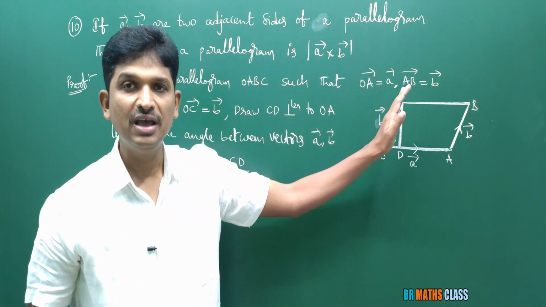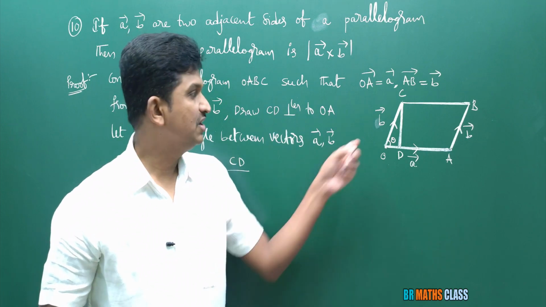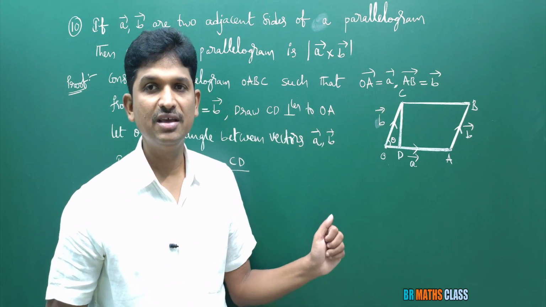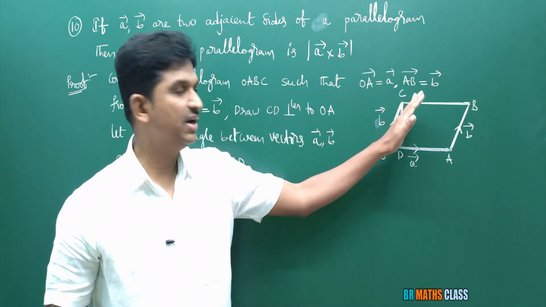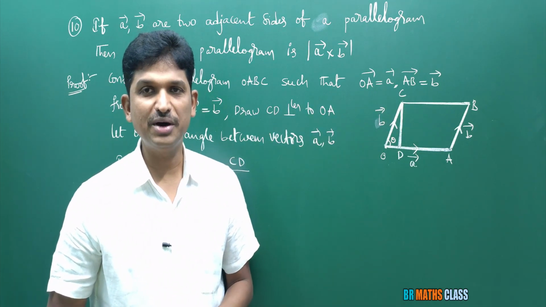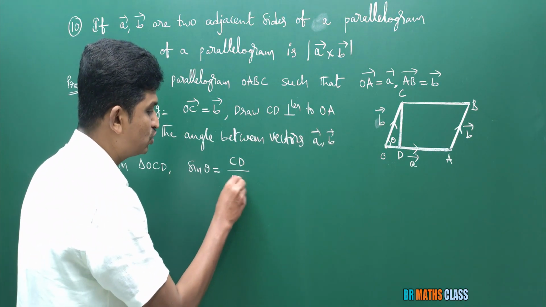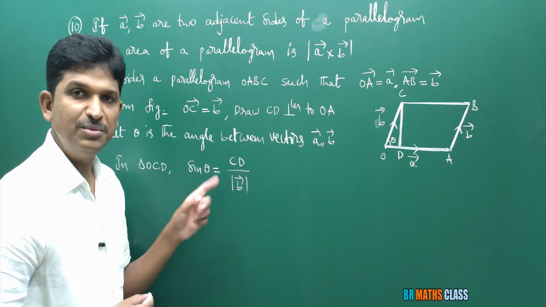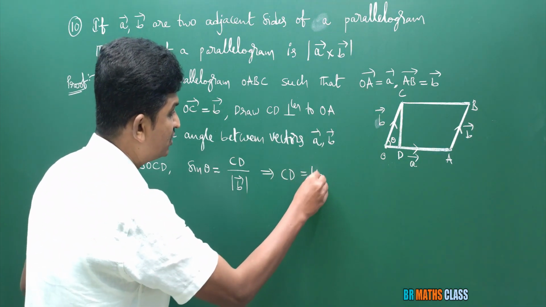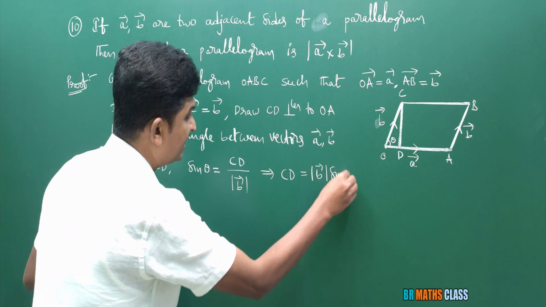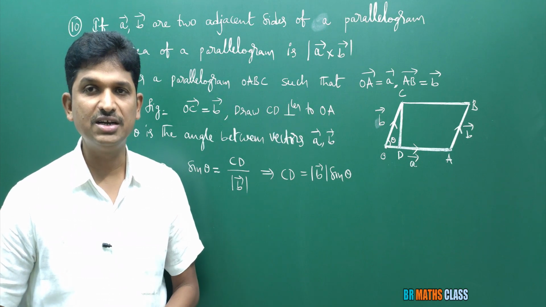Hypotenuse is OC. Listen carefully. OC is nothing but magnitude of B bar. Instead of writing OC, I will write magnitude of B bar. So opposite side divided by hypotenuse, where hypotenuse is magnitude of B bar. From this, what is CD? CD equals magnitude of B bar into sin theta.